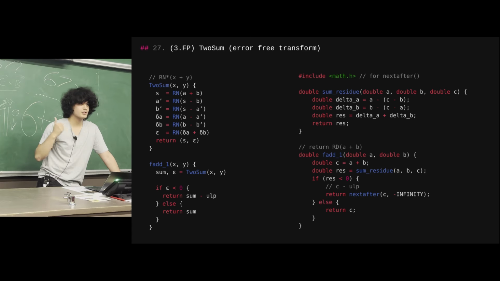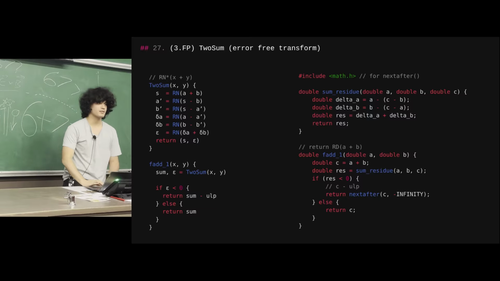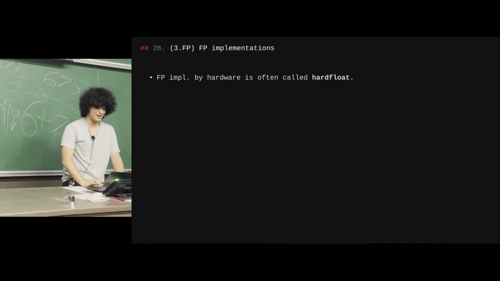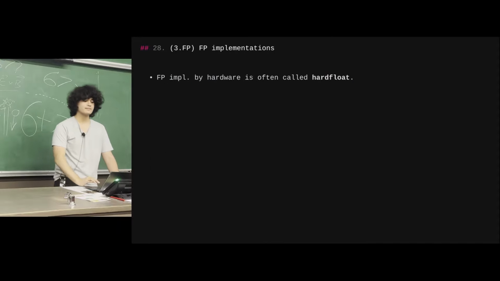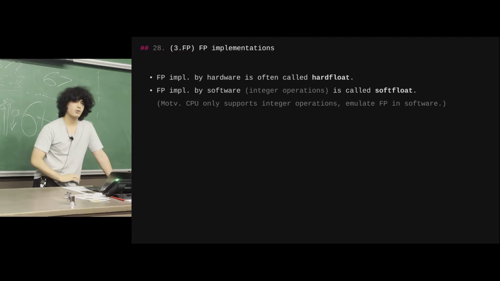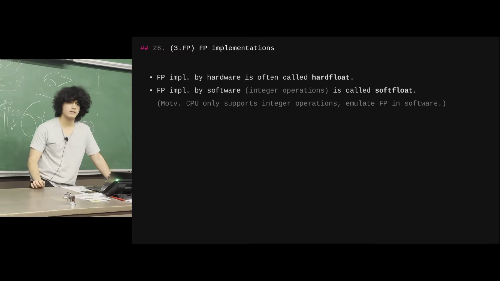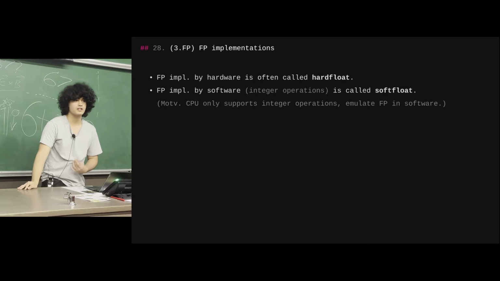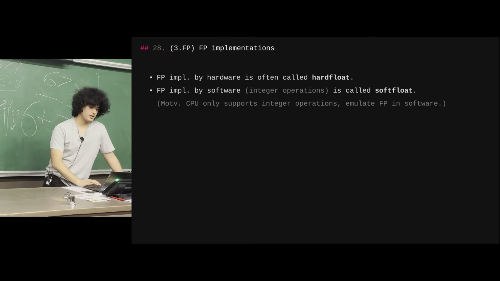But what is the alternative? What if you didn't have this? I'll show you, and the alternative is much worse. So I'm going to make a couple of definitions. A floating point implementation by hardware is called hard float, hardware float. A floating point implementation by software with integer operations is called soft float. The motivation is, what if your CPU doesn't have an FPU, but just has integer operations? You can emulate floating point in software, right? This is also useful for kernels.